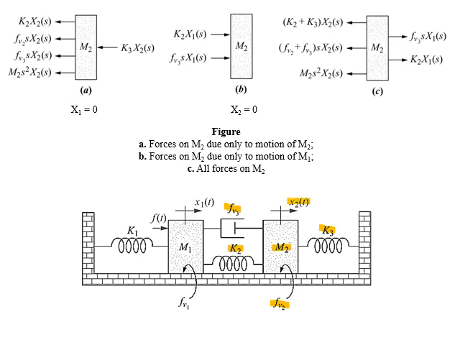Now we'll apply superposition principle. Now if you look at figure A, it shows all the forces experienced by M2 when M1 is stationary and M2 is moving in the direction of x2.